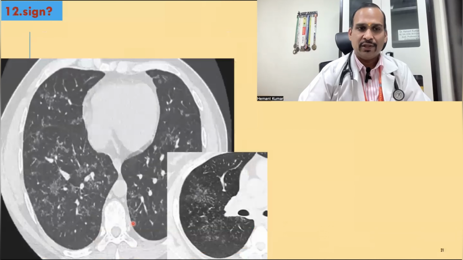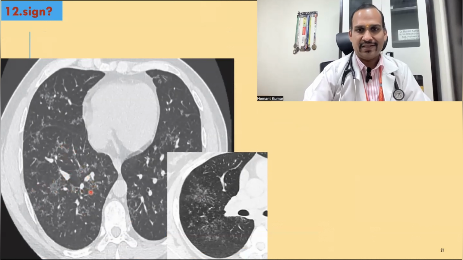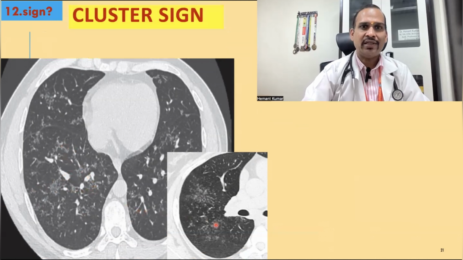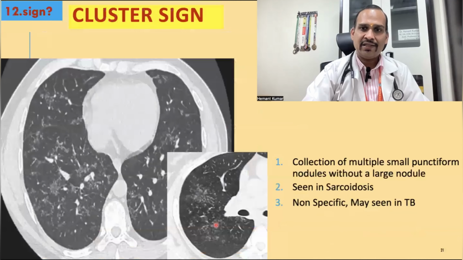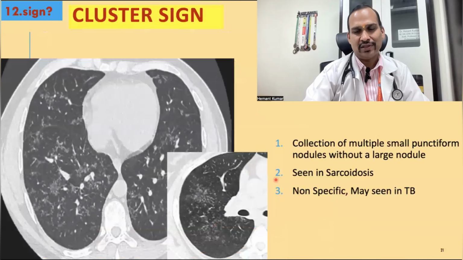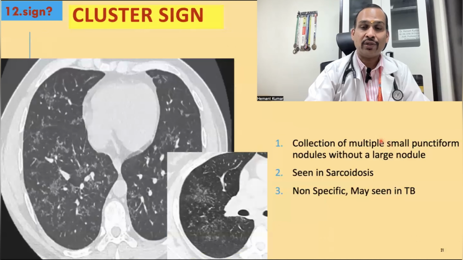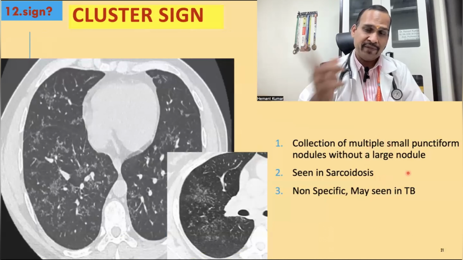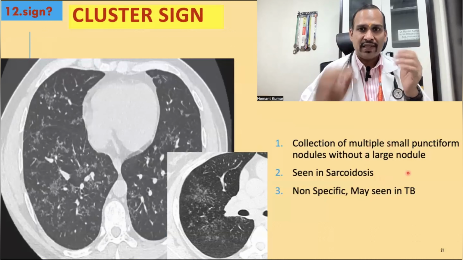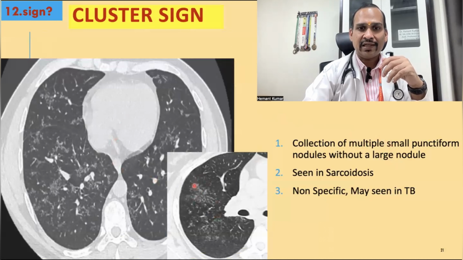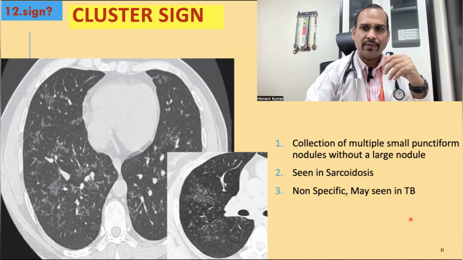Number 12. So what you can see here, you can see there's patches of nodule, multiple patches. So this sign is called cluster sign. Again, this is also common in sarcoidosis. So there is collection of multiple small punctiform nodules without a large nodule. In previous slide, there was large nodule. Here, multiple clusters. So this is seen in sarcoidosis. Non-specific, may be seen in tuberculosis also. This is cluster sign.